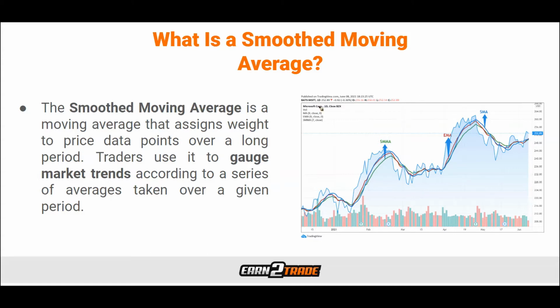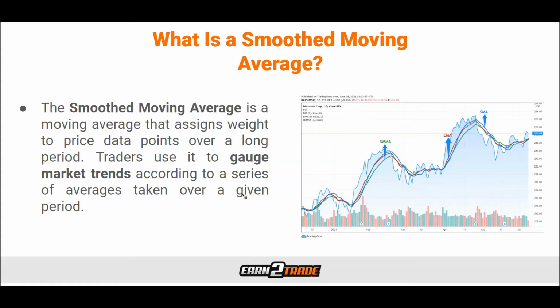At least I can't. The smooth moving average is quite simply a moving average that assigns weight to price data points over a long period. And the point here is that traders are going to use this to gauge market trends according to a series of averages over a given period. As the data becomes more available, they'll recalculate the averages to accommodate the newer periods. And this is why we call it a moving average, because it is constantly accommodating newer periods.